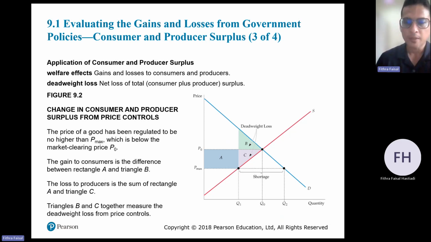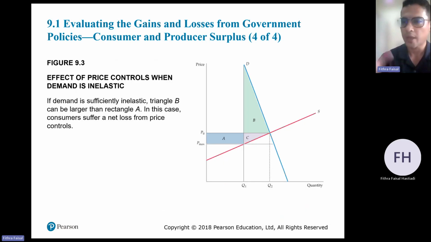So all in all, we have this consumer surplus over here, and we also have the loss in producer surplus, A plus C. All in all, we have the deadweight loss, B plus C, the one that cannot be absorbed in the economy. So it's gone. It's a lose-lose. B and C together measure the deadweight loss of the price control. So we have this deadweight loss.